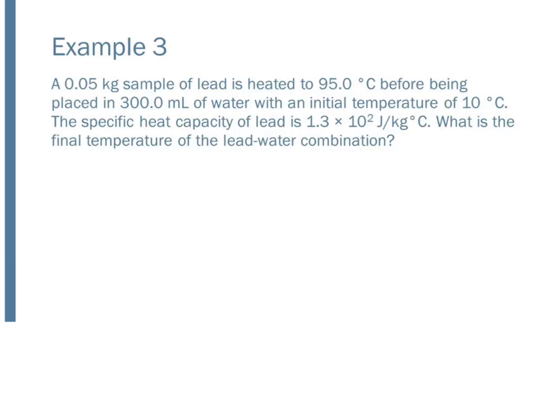All right, oftentimes these are the types of examples you're going to see. So in this example, we have information for lead and we have information for water. And so the new formula we're going to use is Q released plus Q absorbed equals 0. So we're not really going to worry about which one's releasing energy, which one's absorbing energy. We're just going to write down the information that we have.